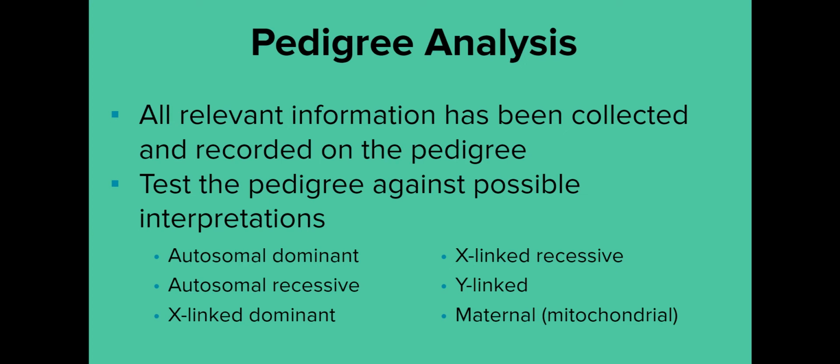We do a pedigree analysis after we've collected all of the important information and we've recorded it in some visual format, coding for the traits that we want to look more carefully into. Out of all the many genetic traits, you're going to focus on the ones that are the most concerning for this individual. And then you can test that pedigree against possible interpretations. I have the samples down there, like autosomal dominant, autosomal recessive, X-linked dominant, X-linked recessive, Y-linked, and maternal or mitochondrial. Those are more rare, the maternal mitochondrial disorders, but they do occur.